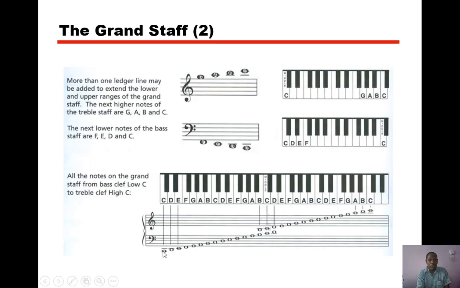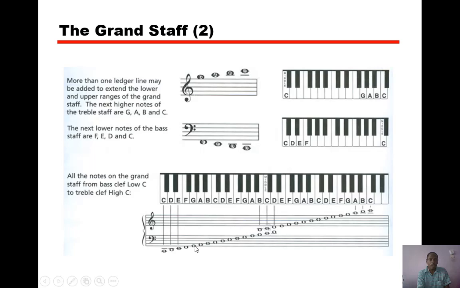So arranging the notes, you realize that this C here is a leisure line, that's 2 leisure lines below the bass staff. From C we go to a space which is D. From D we go to E, which is also a leisure line below the bass staff. Then we come to F, which is a space below the bass staff. Then G is the first line on the bass staff. A is the first space on the bass staff. Then we move in that order.